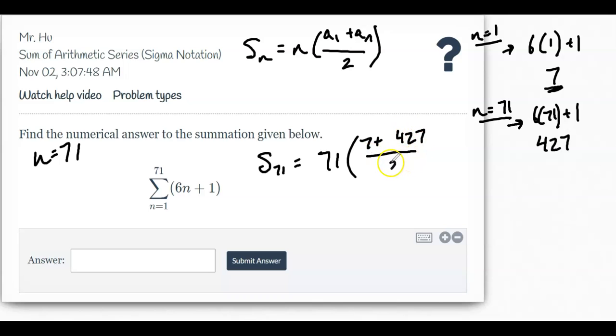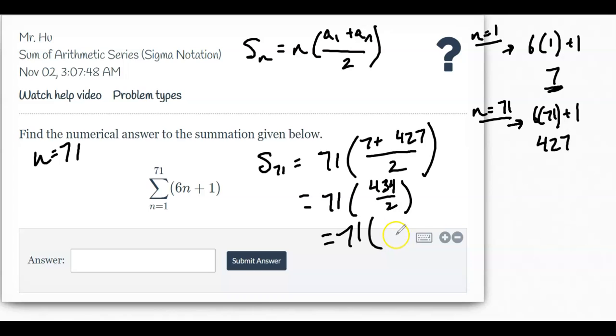That's why you want to use the formula here and not do it by hand. Of course, you don't want to add 70 terms altogether. If you simplify this a little, 7 plus 427 is 434, divided by 2. If you divide by 2 there, it should be 71 times 217. Of course, you're going to multiply that whole thing together. Let me grab the answer real quick.